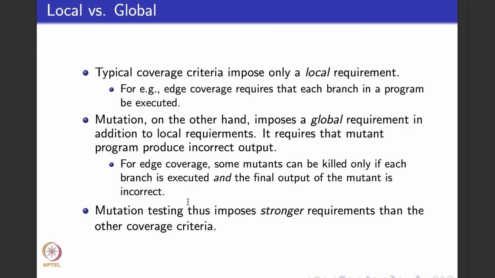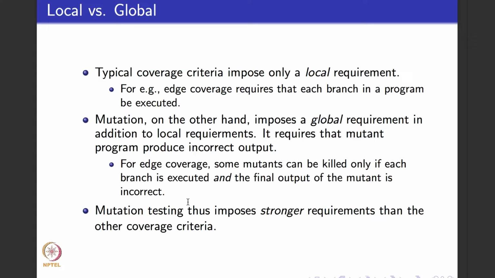If you look at coverage criteria like graph coverage criteria or logical coverage criteria, you'll realize that they are somewhat local coverage criteria. They impose only a local requirement. What do we mean by a local requirement? Let's take an example. You remember we saw edge coverage when we did graph-based coverage, and we later realized that predicate coverage and logic coverage is the same as edge-based coverage. What is the local requirement that it imposes? It says that every branch in a program be executed.